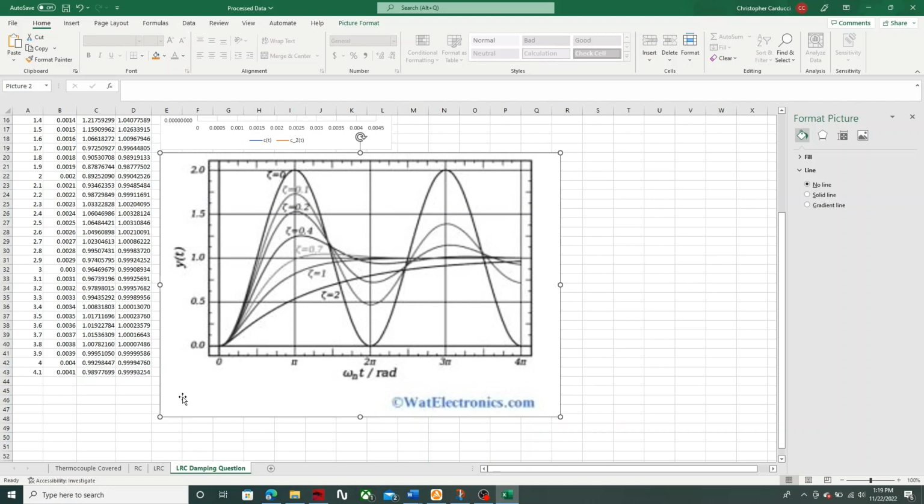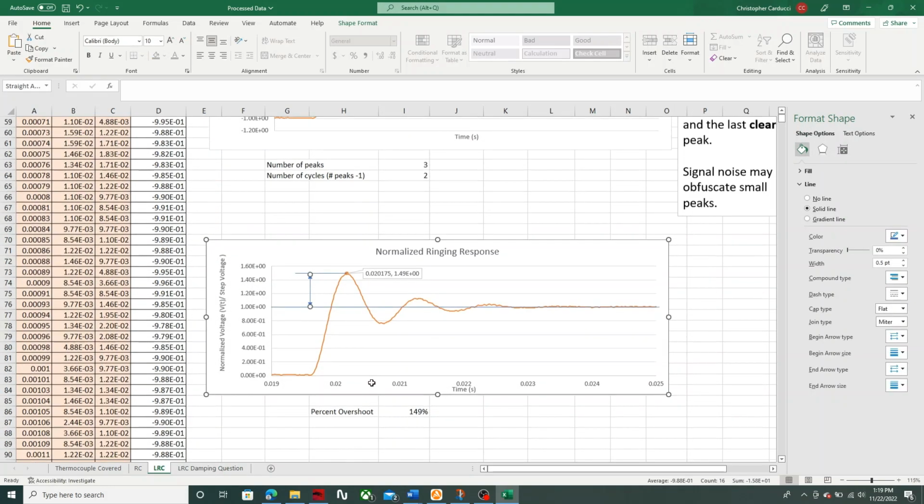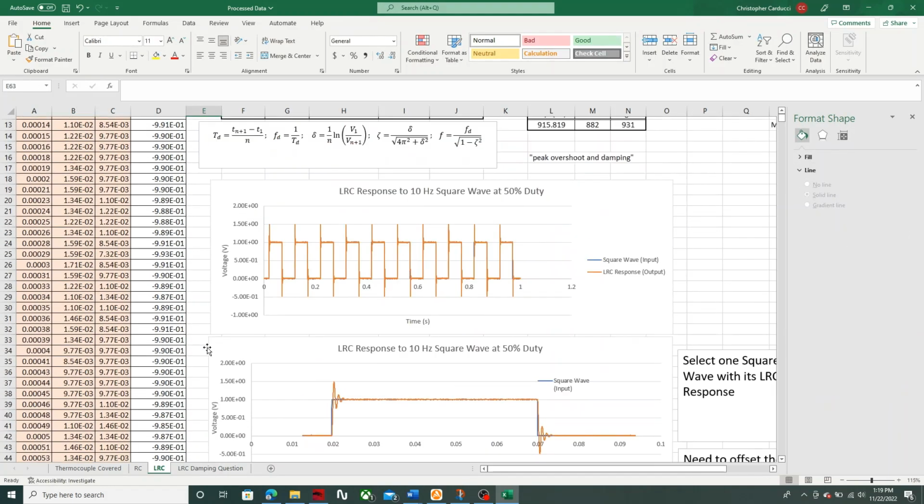I think that is everything that you need to do for the LRC circuit. I think that's everything you need to do for the response.